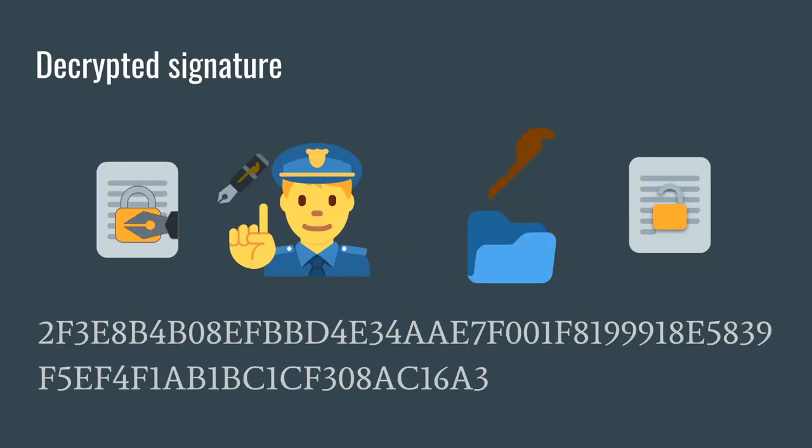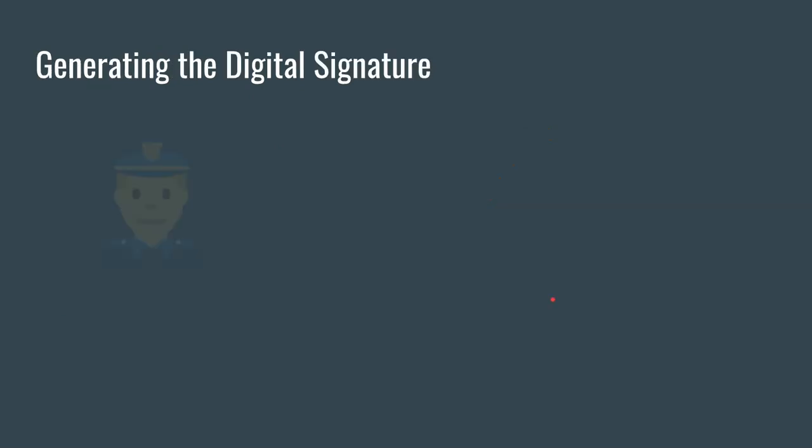To pop the stack back to our CA example, we decrypted the signature in our certificate and we got this random string of letters and numbers. We now know that this looks like a SHA-256 output. How did this come about?